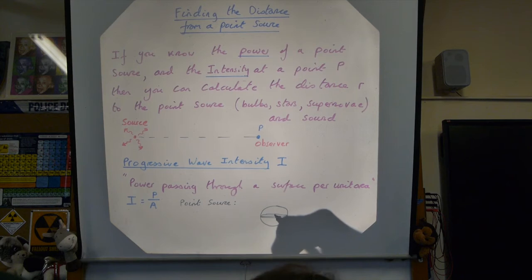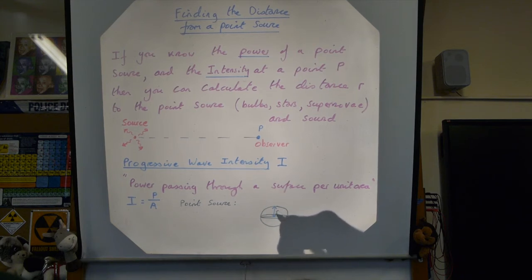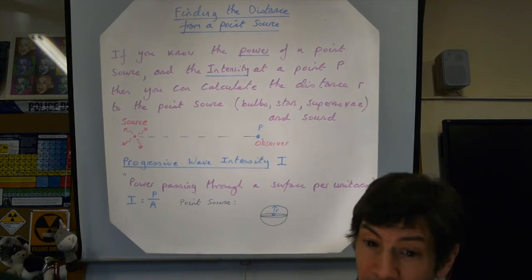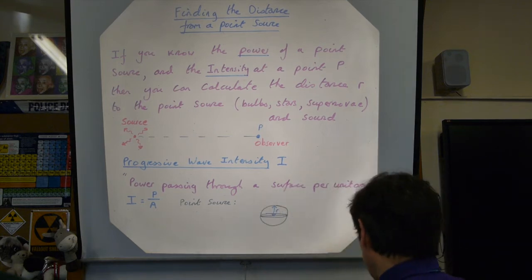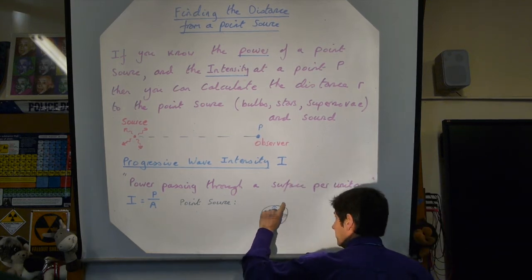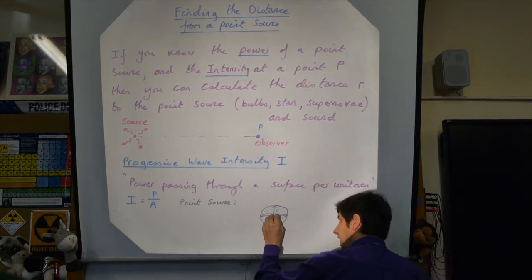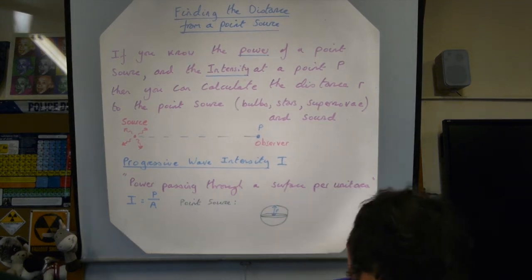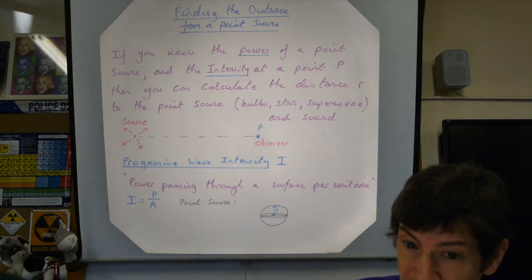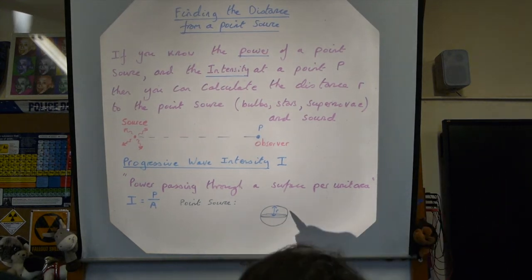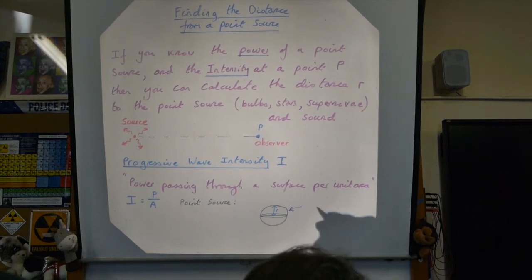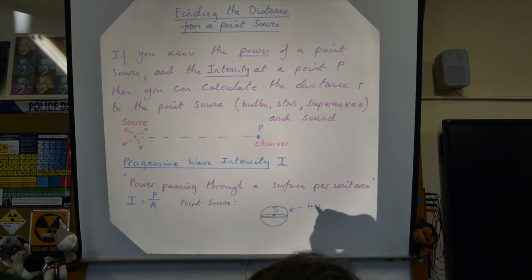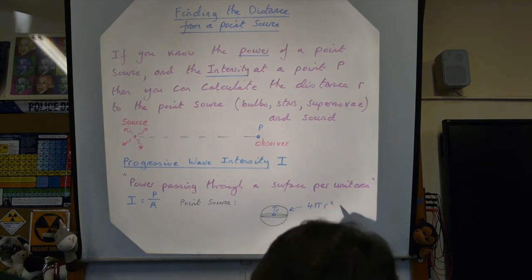Then this distance here will be its radius. And if you think about it, from the point source to this surface, we've got some energy per second coming from that point, spreading out over a surface area. But because it's a sphere, we know that surface area. Okay, we know that A here is 4 pi r squared.